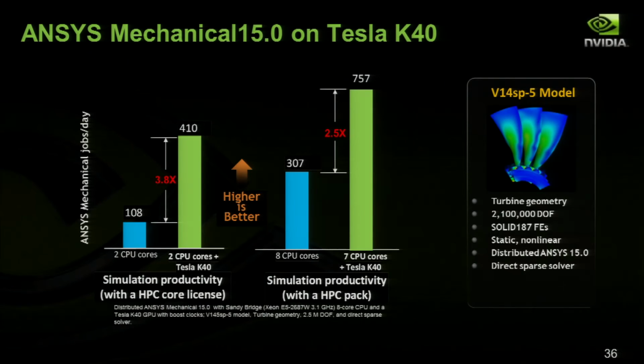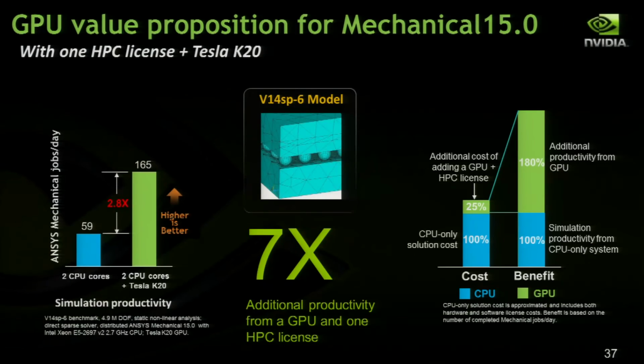This is with the base license, but if you have the HPC pack, which unlocks 8 CPU cores, you could do 307 jobs with 8 CPU cores. But when you added a Tesla K40 with the same HPC pack without additional licenses, you could do 757 jobs per day. That is a 2.5x improvement in productivity. So this looks like a very good acceleration for this particular application.